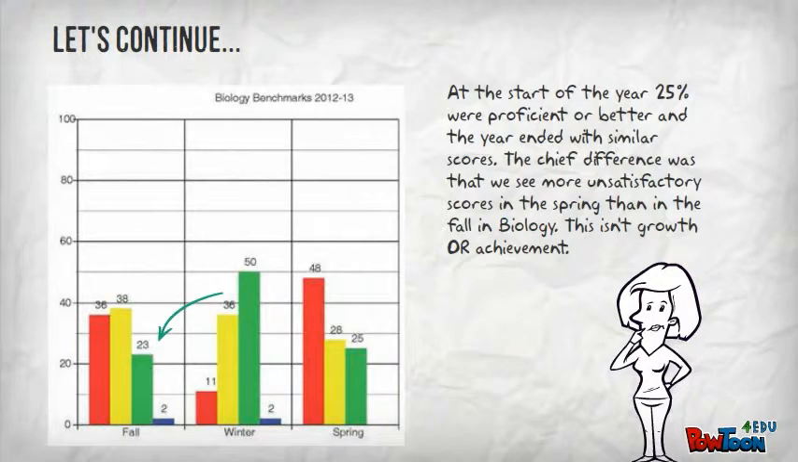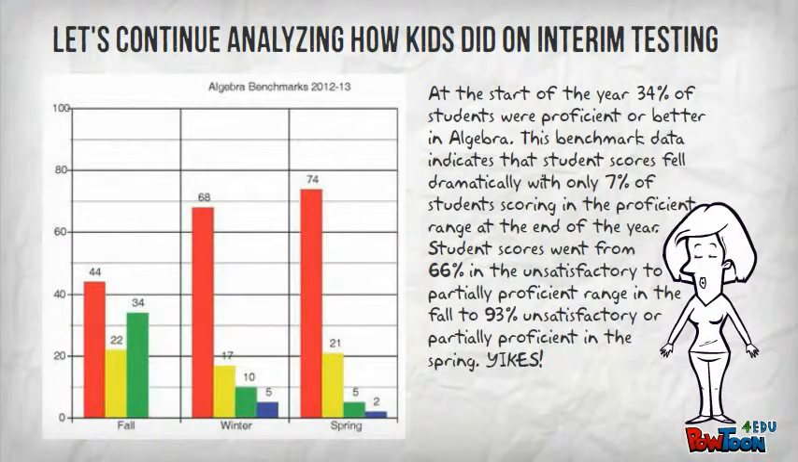At the start of the school year, 25% of students were scoring proficient or better, and by the end of the year, they ended with similar scores. The primary difference was that we're seeing more unsatisfactory scores in the spring than we did in the fall. This isn't growth, and it definitely isn't achievement.